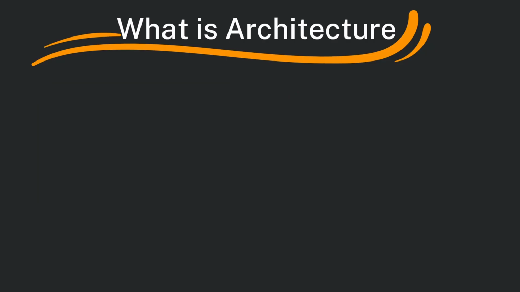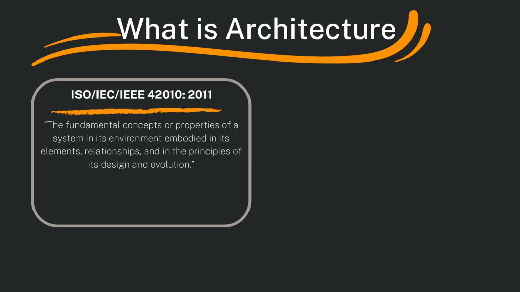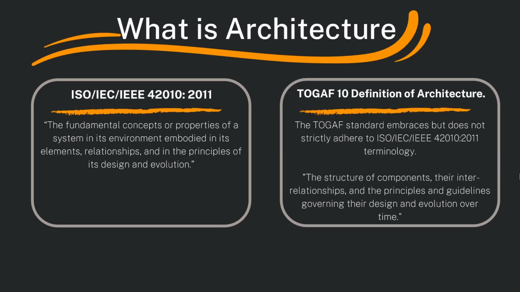What is architecture? It has 2 definitions. ISO IEC IEEE defined it as the fundamental concepts or properties of a system in its environment, embodied in its elements, relationships, and in the principles of its design and evolution. The TOGAF standard embraces but doesn't strictly adhere to ISO IEC IEEE terminology, defining it as the structure of components, their interrelationships, and the principles and guidelines governing their design and evolution over time.